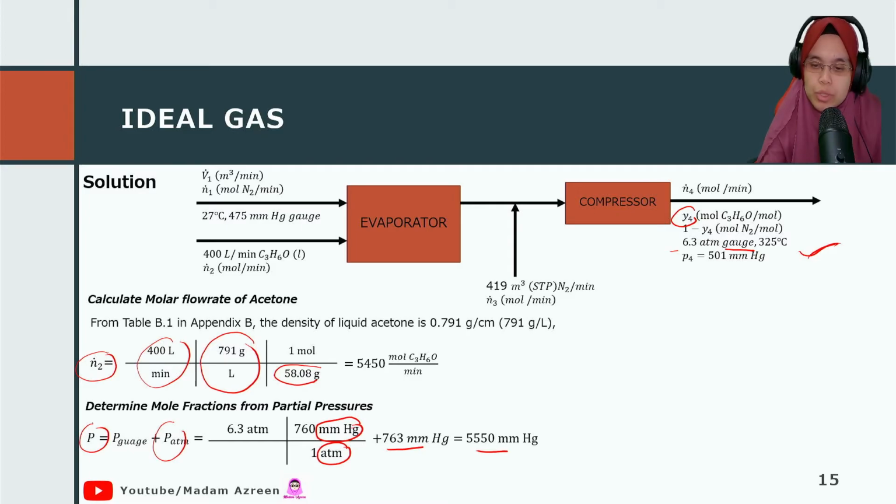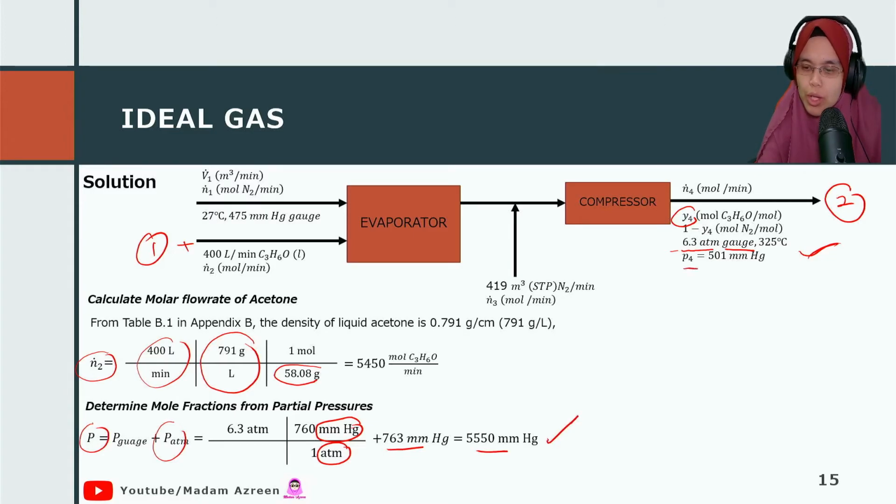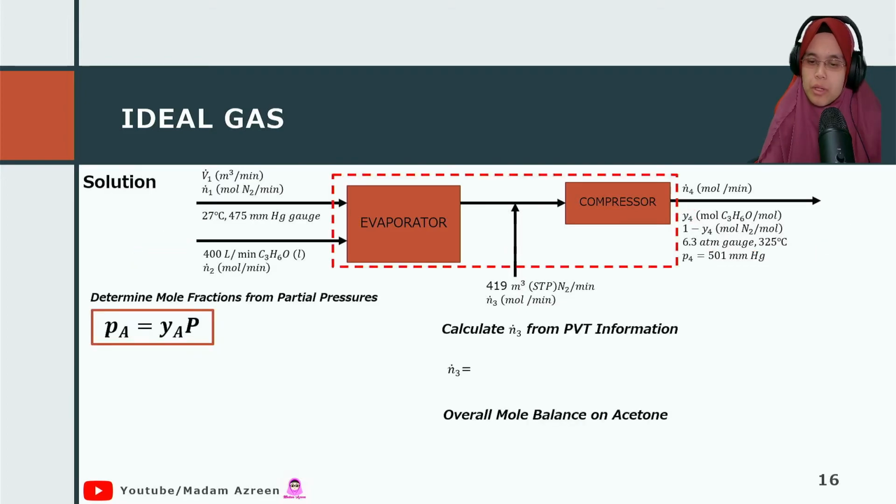The first one we solve for this stream. So this is the first. Now I'm going to solve for this stream. Actually, you can choose to solve any of these streams, and it does not necessarily follow the sequence. Okay, so from here, because we have the information of the pressure, which is this one, and we also have the information of the partial pressure, we can determine the mole fraction, which is this one.